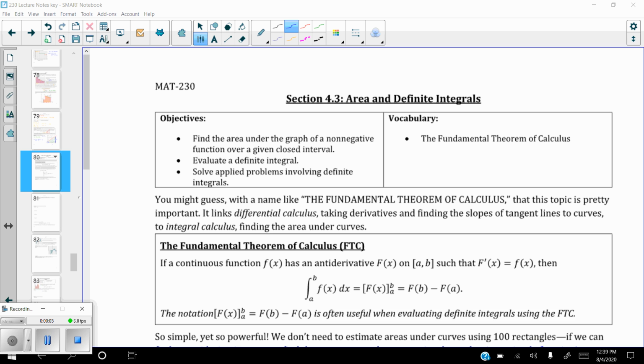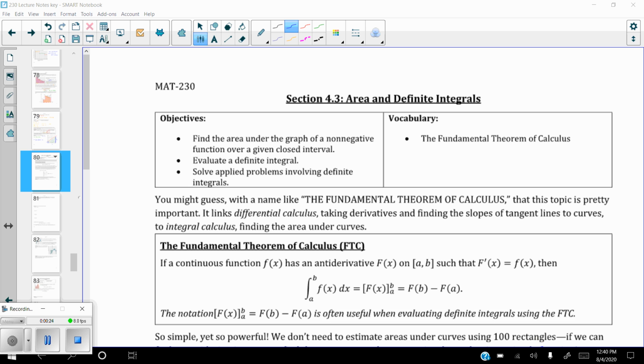All right, we are in section 4.3, area and definite integrals. As you can see from our objectives here, we're going to find the area under the graph of a non-negative function over a given closed interval. We're going to evaluate a definite integral, and we're going to solve some applied problems involving definite integrals.